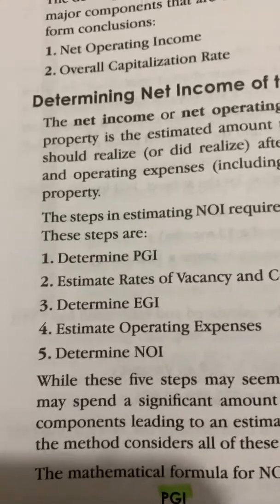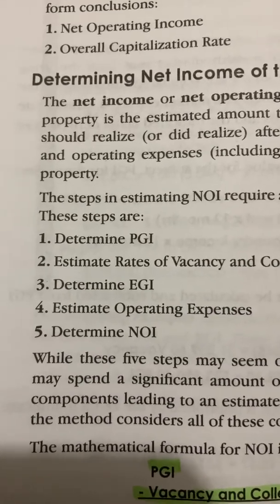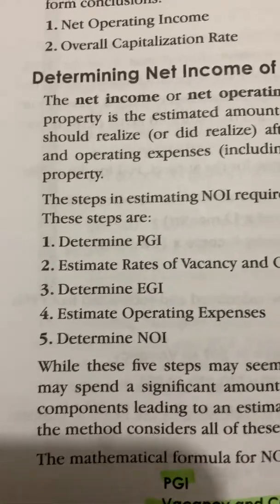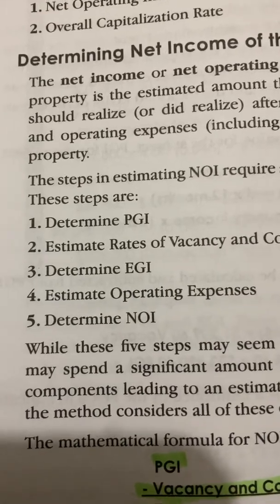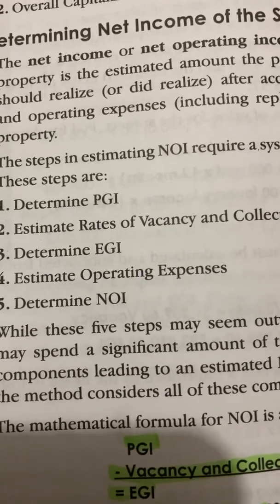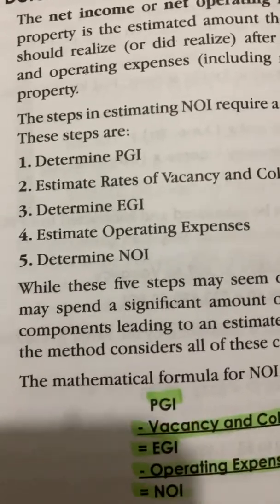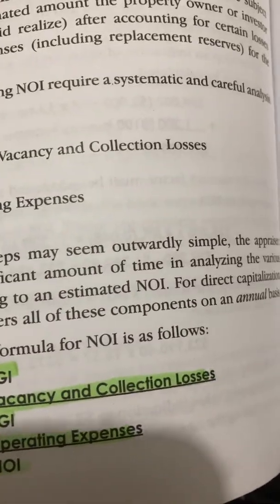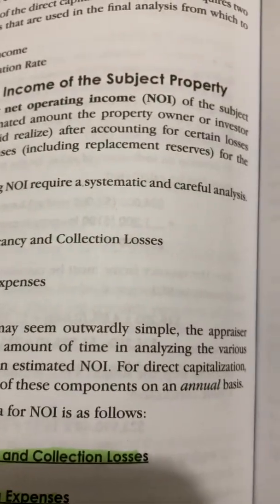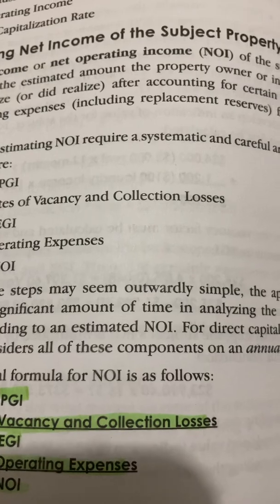The steps are: number one, determine potential gross income. Number two, estimate rates of vacancy and collection losses. Number three, determine effective gross income. Number four, estimate the operating expenses. And ultimately, number five, determine the net operating income. While these five steps may seem outwardly simple, the appraiser may spend a significant amount of time analyzing the various components leading to an estimated net operating income.